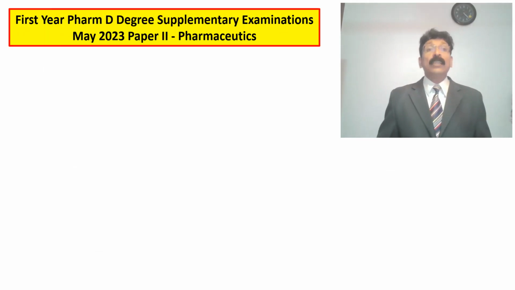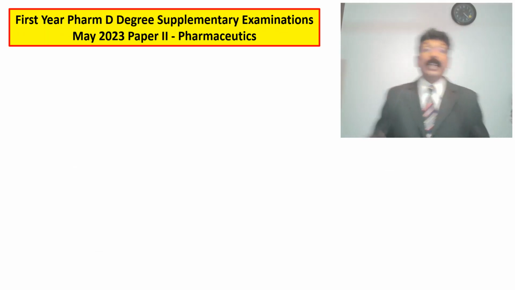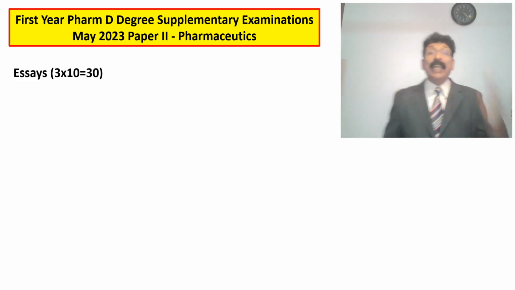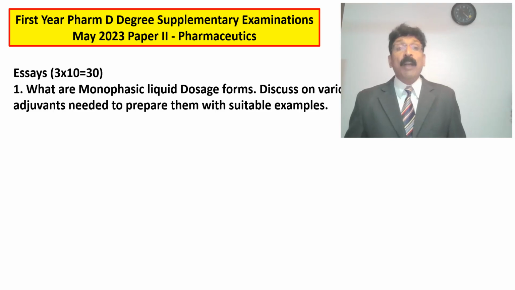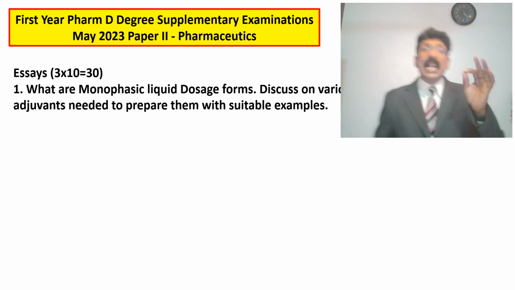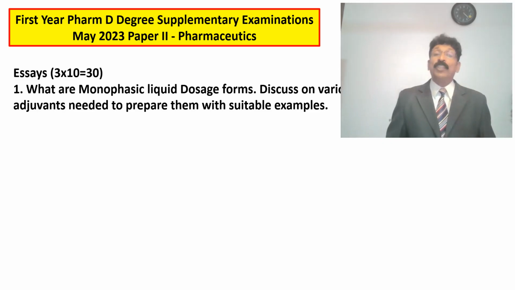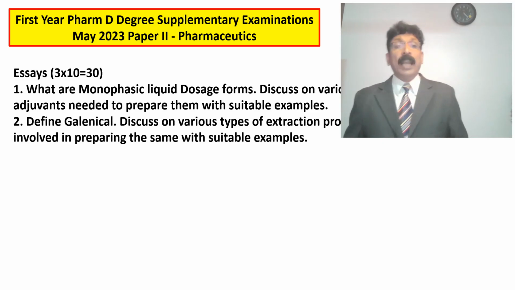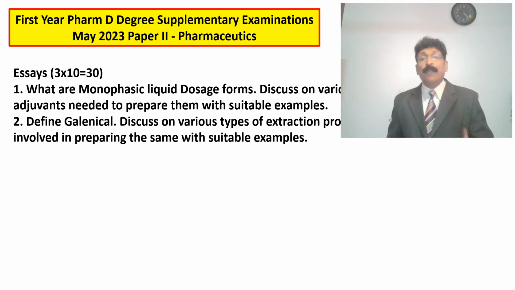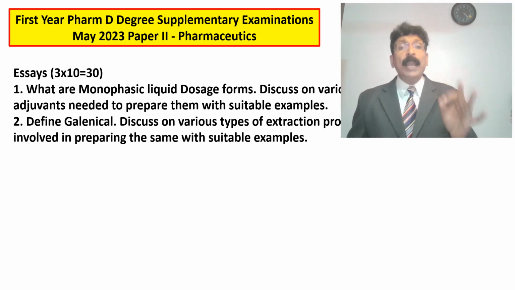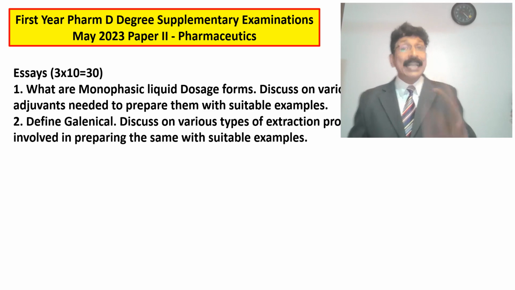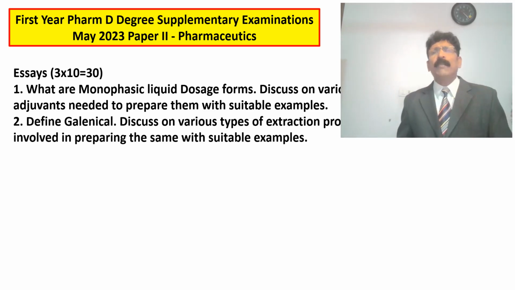And the third question paper is the first year PharmD supplementary exam in May 2023, paper 2 pharmaceutics. There were 3 essay questions. Number 1, what are monophasic liquid dosage forms? Discuss various adjuvants needed to prepare them with suitable examples. And number 2, define galenicals. Discuss various types of extraction processes involved in preparing them with suitable examples. How to extract them? You have studied all the types of extraction in that unit.